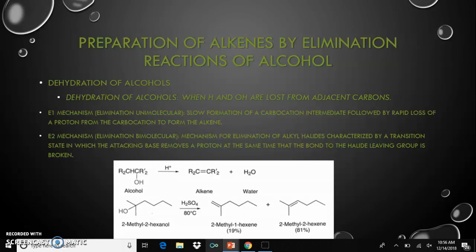An E1 mechanism, or elimination unimolecular, via a carbocation intermediate is followed with secondary and tertiary alcohols. Primary alcohols react by an E2 mechanism, or elimination bimolecular. Sometimes elimination is accompanied by rearrangement. This image right here shows the general equation for this type of reaction and then an actual example of this type of reaction.